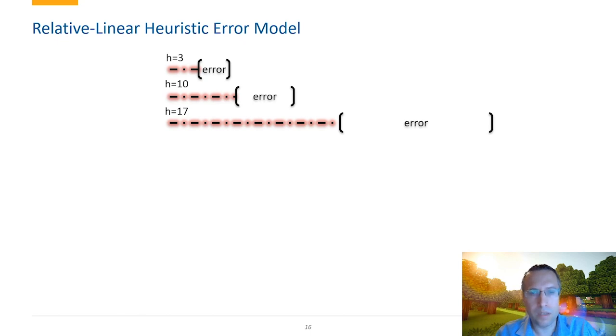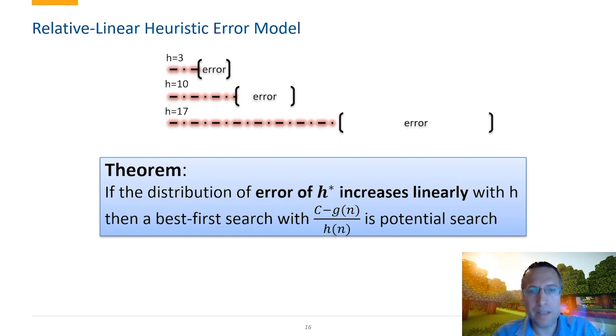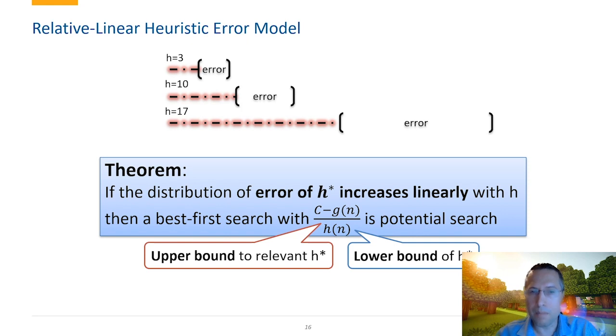This heuristic error model has two useful properties. First, under this model, the state with the highest potential is actually the state with the lowest (c minus g) divided by h value. Informally, the idea behind this weird function is that the numerator is an upper bound on the relevant h star values before we go out of the bound, and the denominator is a lower bound. More importantly, using this theorem, we can now implement potential search. We can simply run a best first search using this (c minus g) divided by h function. This is quite neat because we can run a potential search without directly computing the potential.